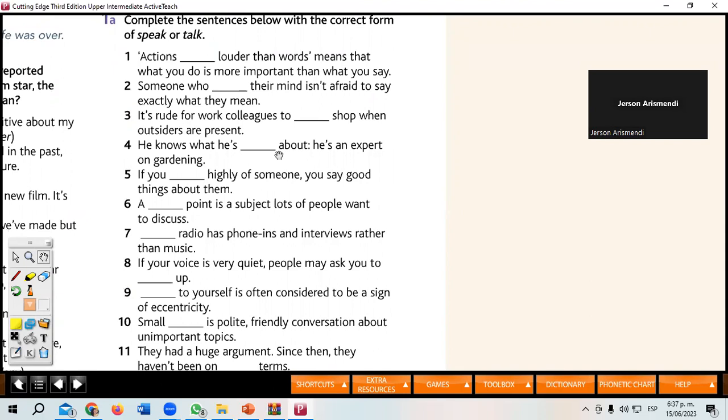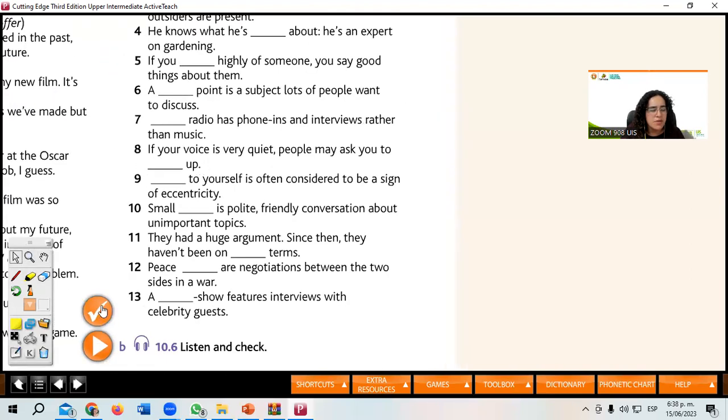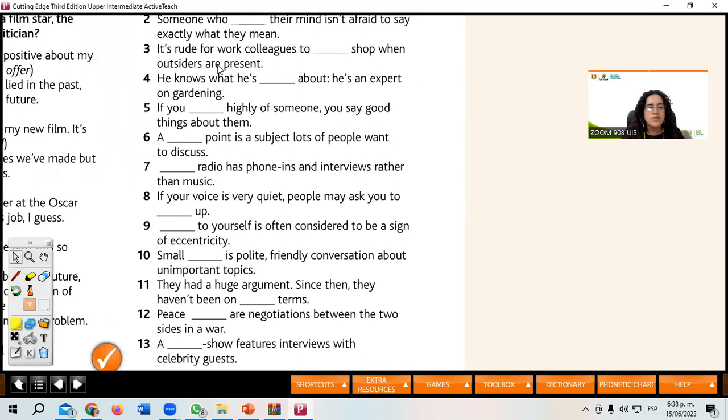Talk radio has phone-ins and interviews rather than music. Let me see. I don't remember the answer. It's number 7. Talk radio. Talk radio has phone-ins and interviews rather than music. In the entrevistas, okay? People call and talk.